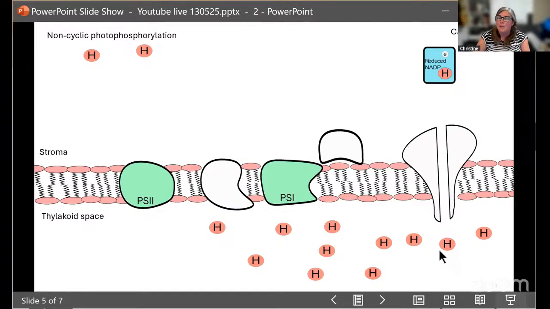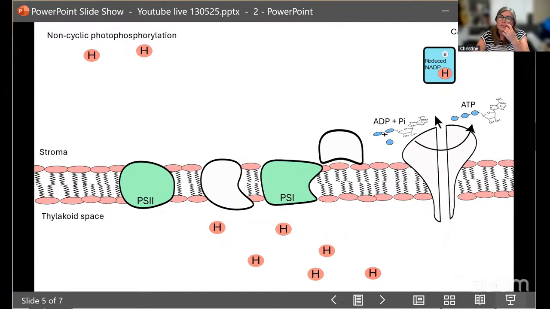What will then happen is those hydrogen ions will be able to move through ATP synthase. So as they go down their electrochemical gradient, they are going to move from that high concentration to that low concentration. They therefore are going to make their way down, and that will result in that energy that's needed to bring the inorganic phosphate together with the ADP.